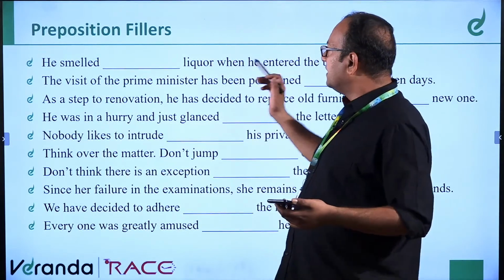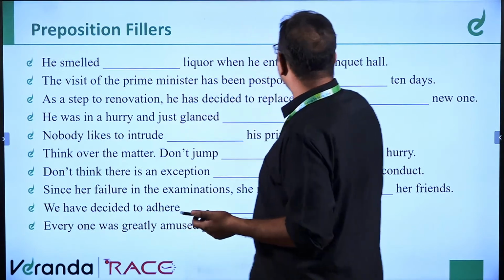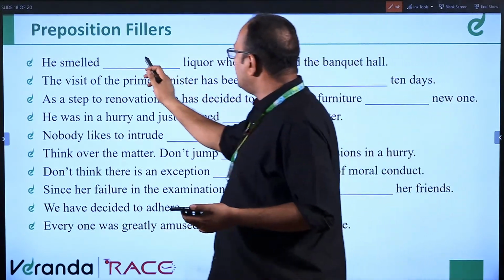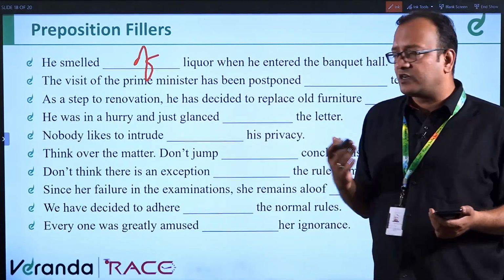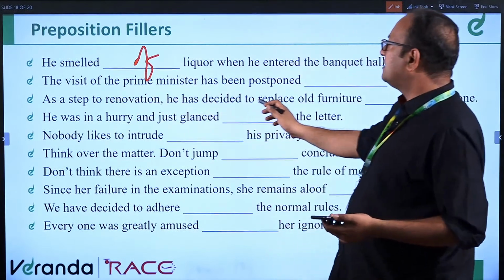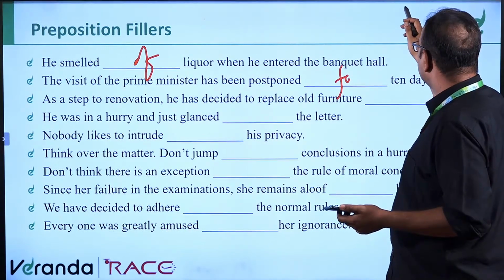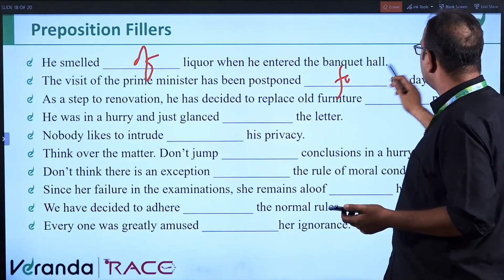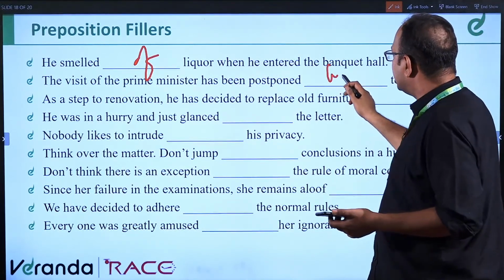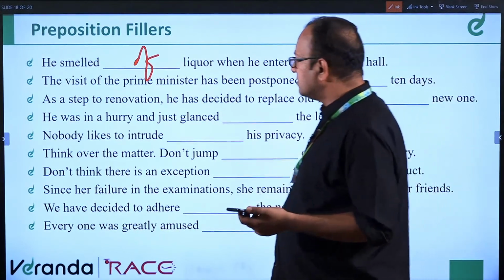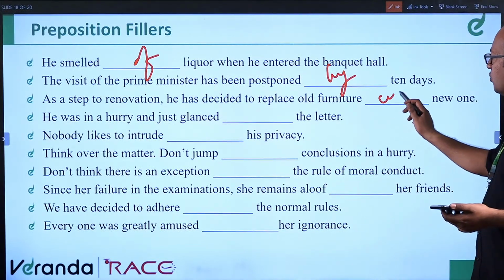Fine? Okay. He smelled dash liquor when he entered the banquet hall. He smelled of liquor. It means the smell of liquor was coming from his body. The visit of the Prime Minister has been postponed for 10 days. No, by 10 days. Postponed by 10 days. As a step to renovation, he has decided to replace old furniture with new one.